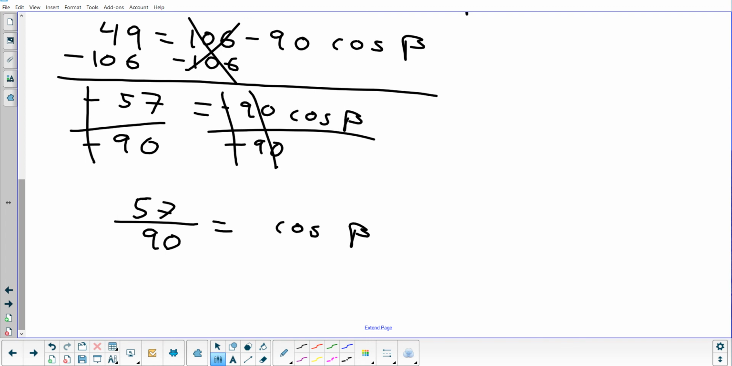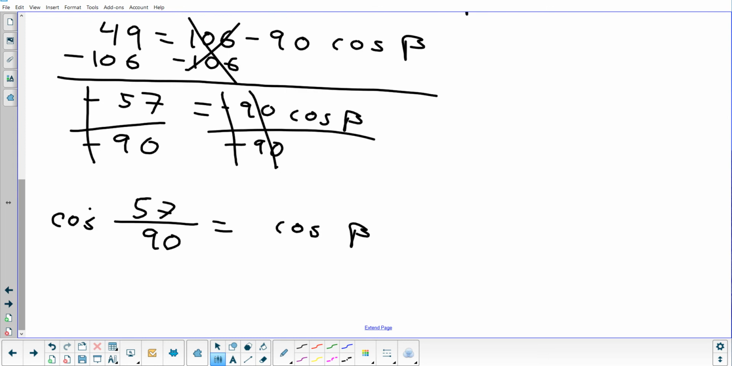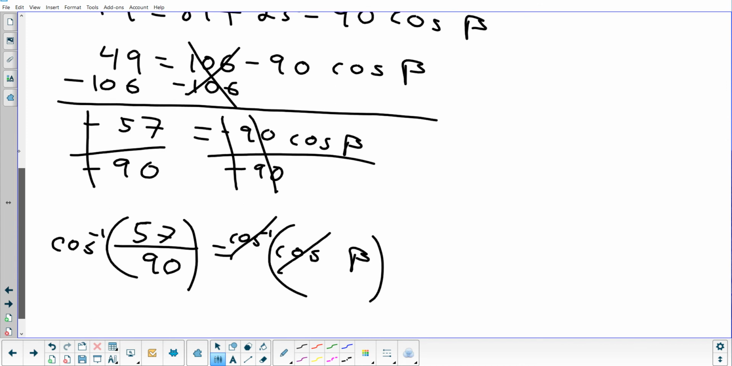So what's my last step to get beta by itself? Chris? Take the inverse cosine of both sides. Yep. Take the inverse cosine, and cosine and inverse cosine cancel out. And there's your answer for beta. So it's the inverse cosine of 57 divided by 90. So that's 50.704. And that's beta.